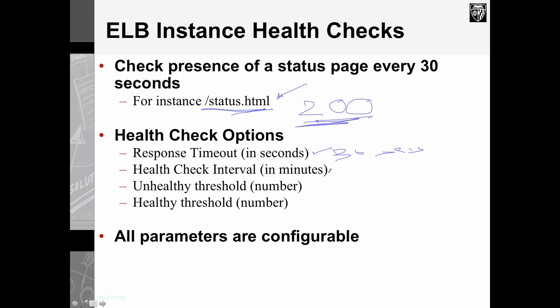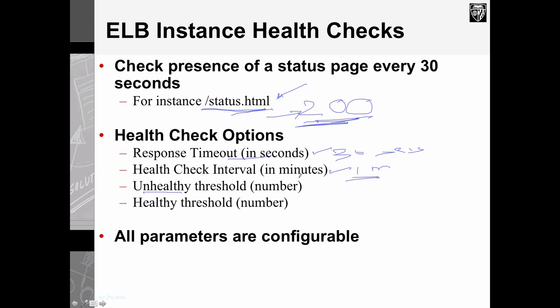The health check interval, on the other hand, says how frequently I should check for this page. So this has to be, let's say, 1 minute. This has to be a little larger than the response timeout. So if you configure this to be 1 minute, the ELB is checking for this valid HTTP status code every minute. And it waits for 30 seconds, in this case, if I configured it to be 30 seconds, to return a response code.